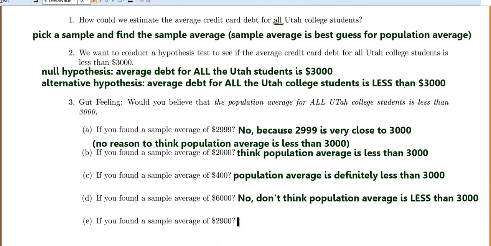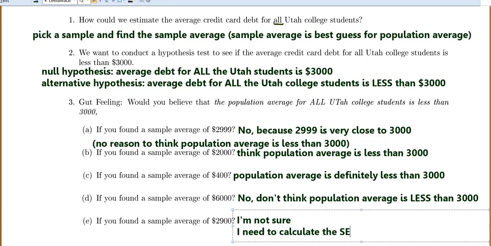And for E, what if you found a sample average of 2,900? So we are off by a bit, but maybe not that much. I mean, the standard deviation is 195, so I'm not quite sure. And so for this one, I'd say I'm not sure. How would you actually find out? My gut feeling isn't quite kicking in here. I don't quite trust just my gut feeling. I want something more mathematical. And to make it more mathematical, I need to calculate the standard error.